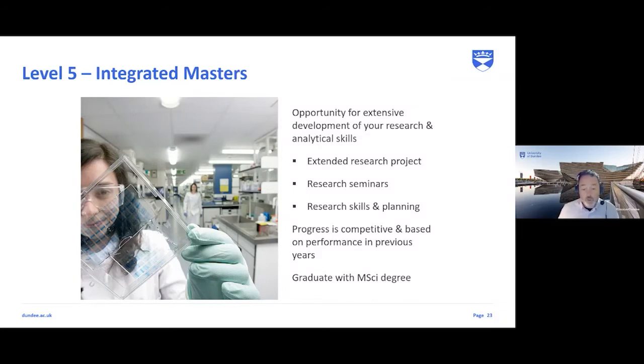If you do choose that route, then you do not graduate at the end of your 4th year, but you graduate after your 5th year, and you graduate with a degree that's called the MSci degree, Master of Science. Next one, please.